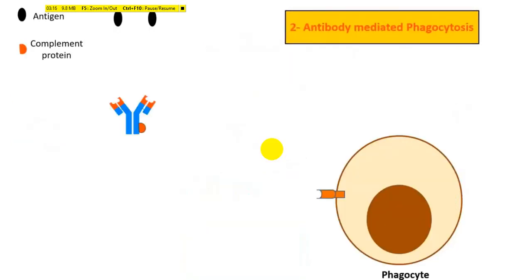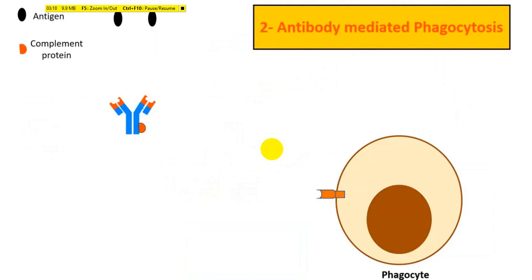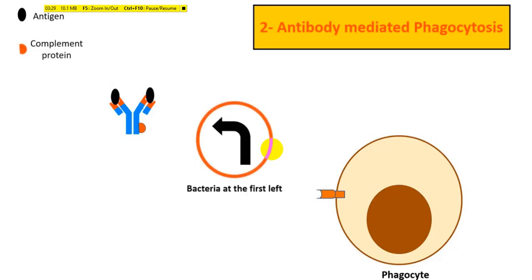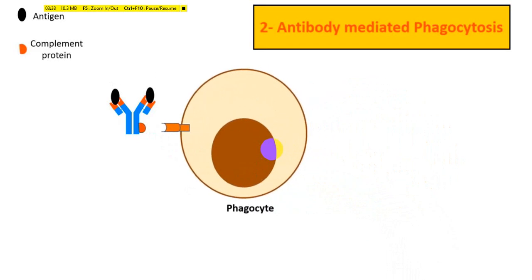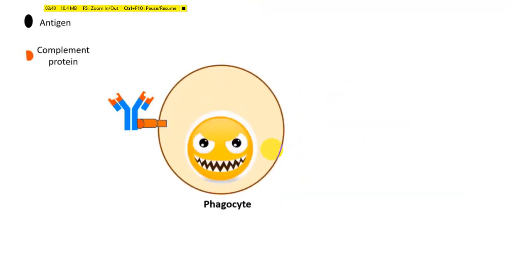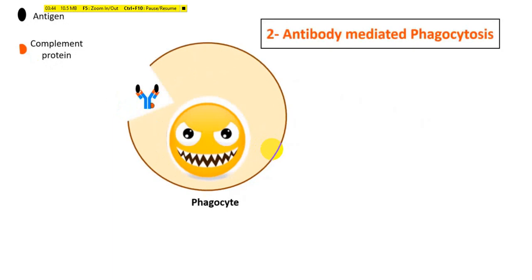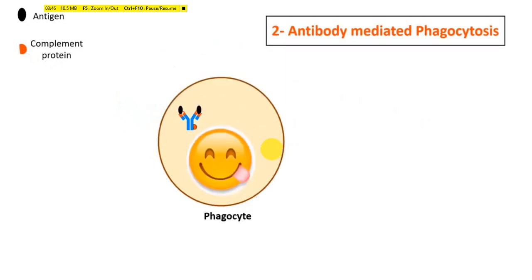Secondly, antibody-mediated phagocytosis. The binding of antigens to the antibody activates the complement system linked to the antibodies. The complement system in turn works as a navigator for the phagocytic cells to the site of the antigen-antibody complex. Complement proteins activate the phagocytes, which become eager to engulf the antigen-antibody complex and remove them from the blood.